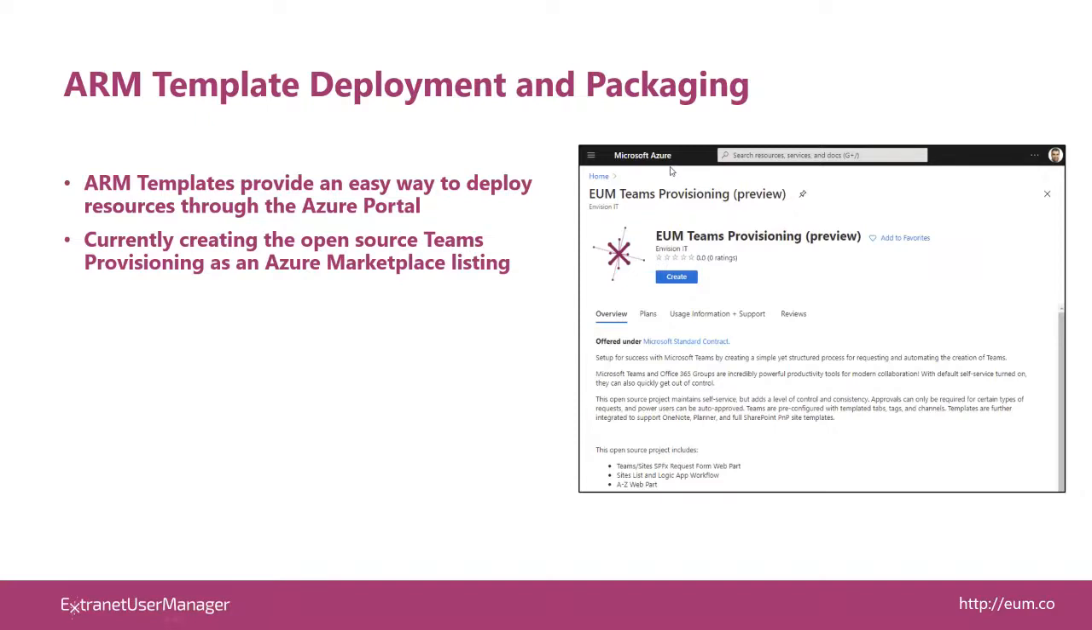Now, how do we simplify deploying all this? Because it sounds like a lot of complexity, and how do we make your life easier? And that's where ARM templates come in. We've put up in Marketplace a listing for the Teams provisioning. It's just a contact listing right now. What we're going to be doing is moving that to an ARM template. So that's the work in progress that we have there.